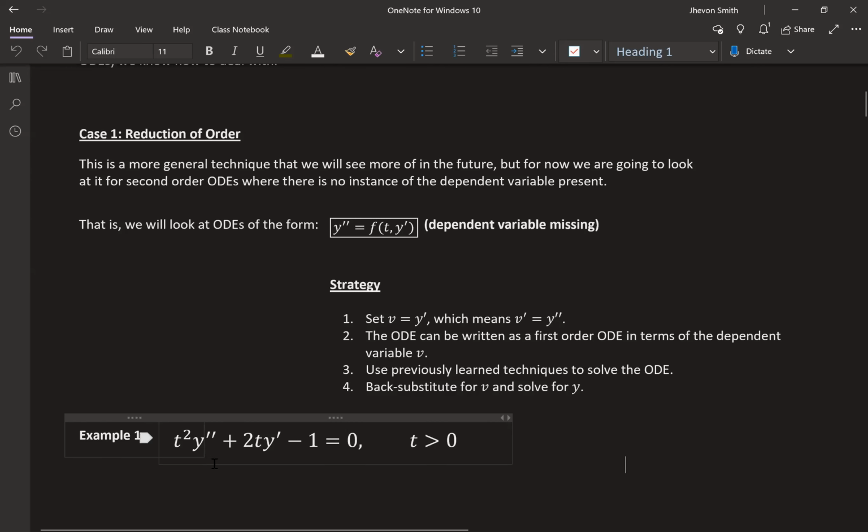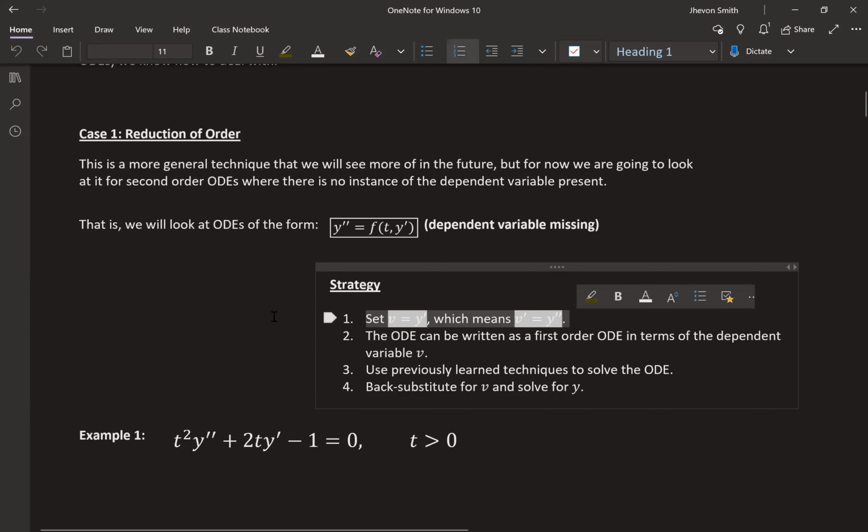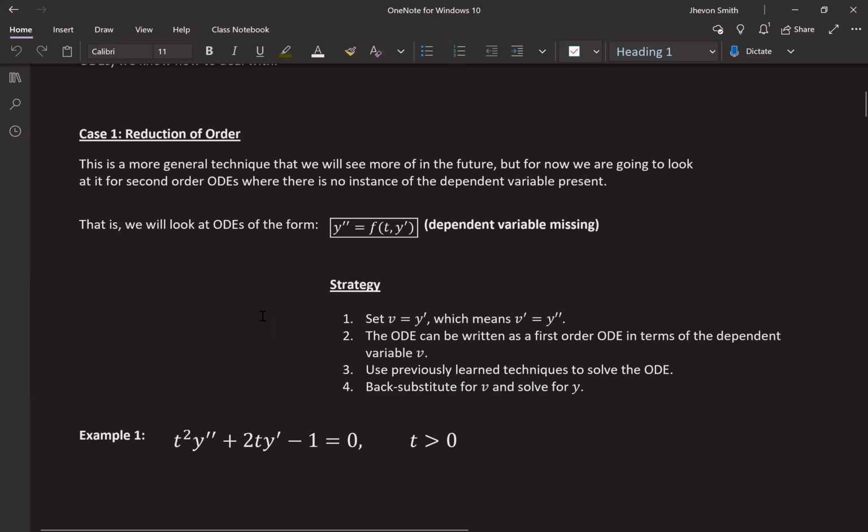Knowing that the second derivative is just the derivative of the first derivative, this means if I think of the first derivative as just some dependent variable, some function, then the second derivative is just the derivative of that function. So if I replace my y prime with a variable, then y double prime is just replaced with the prime of that variable. So reduction of order amounts to a substitution strategy. Set v equals y prime, which means that v prime would be y double prime.